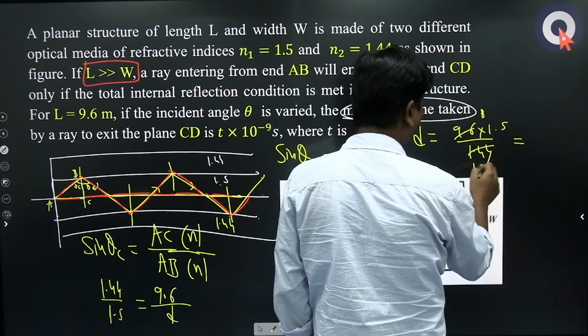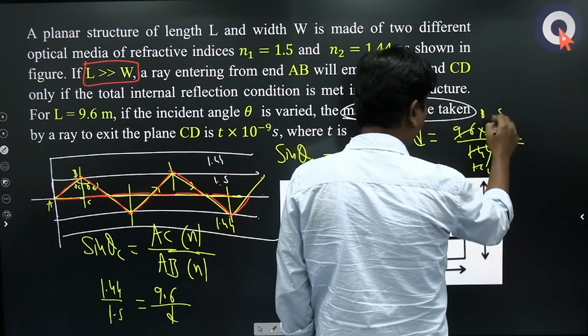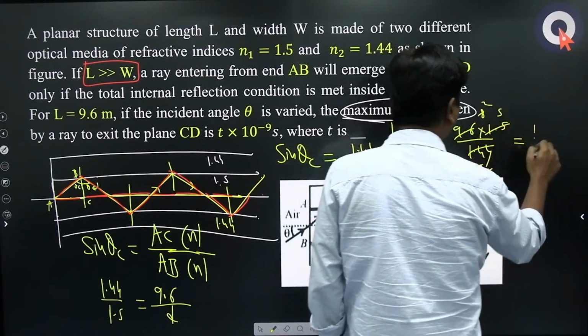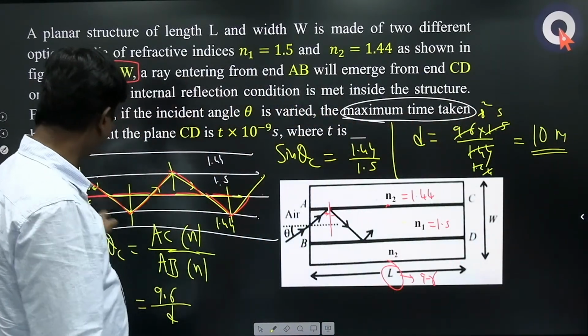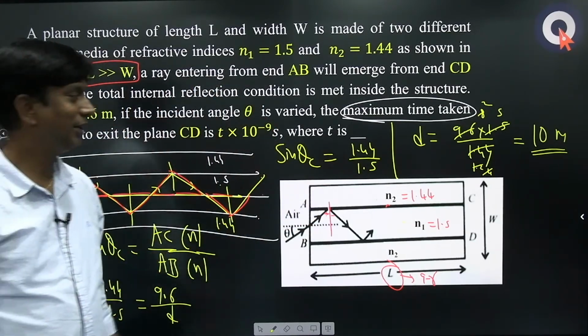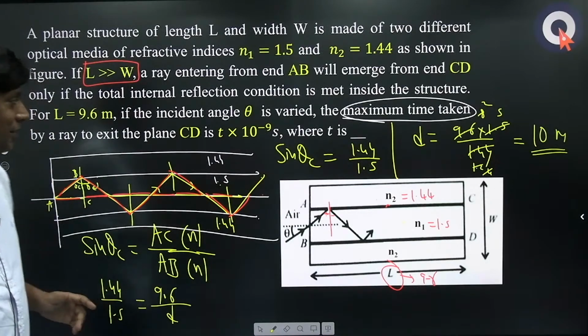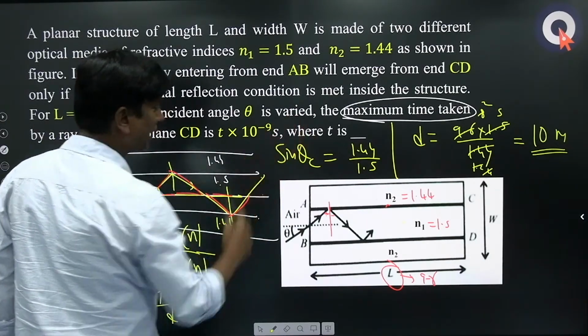Okay. In 10 minutes, the total distance it has traveled inside this is 10 meters completely. So it has traveled a distance of 10 meters, right? And how much time is it going to take to travel 10 meters? So the time they are asking.